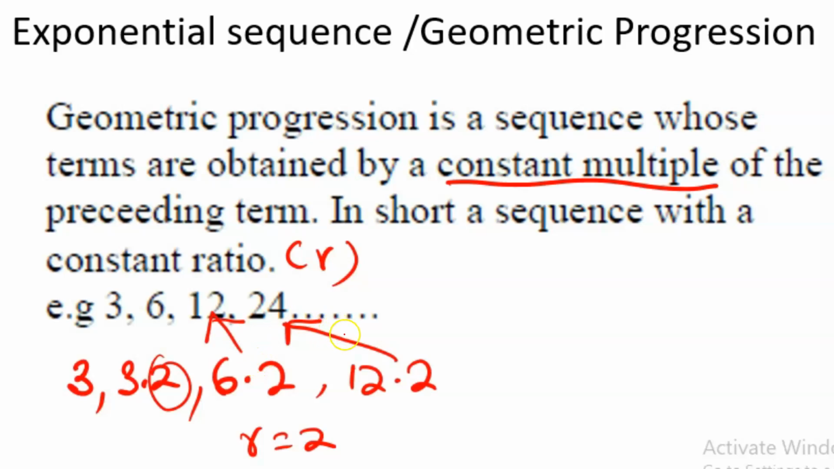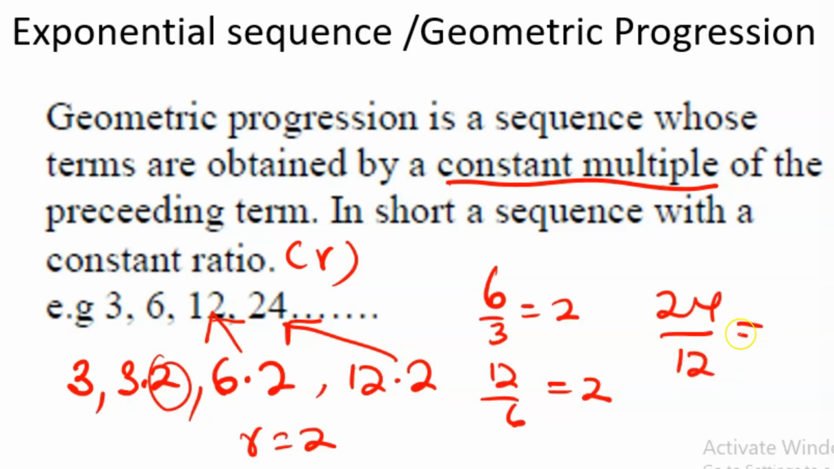Now, there's another way: you can divide the current term by the preceding term. So 6 divided by 3 gives us 2. 12 divided by 6 is also 2. Then you can also check, 24 divided by 12 gives us 2. So that is the basic definition of an exponential sequence.